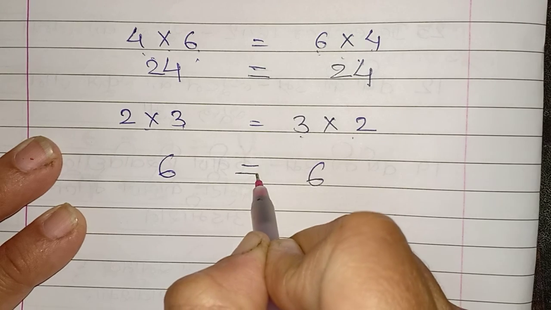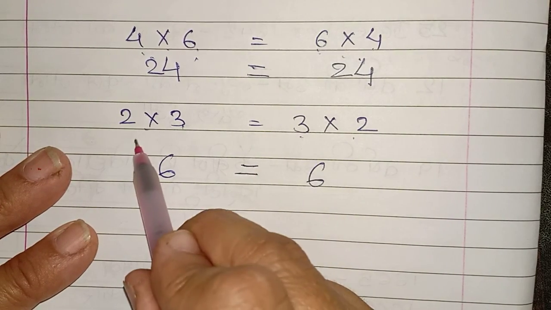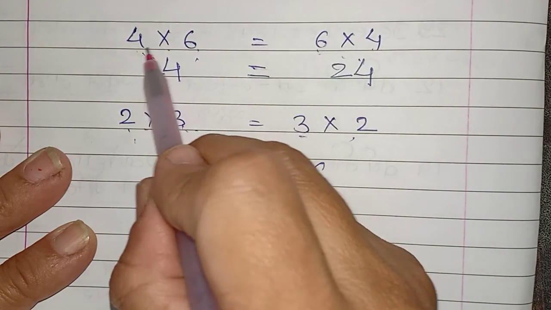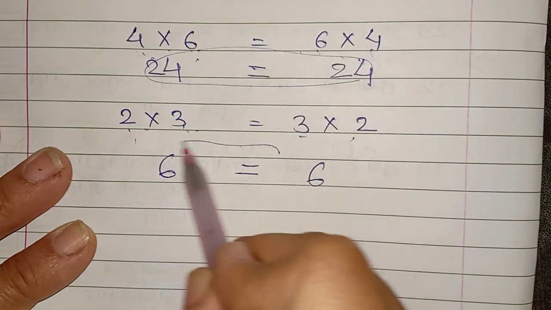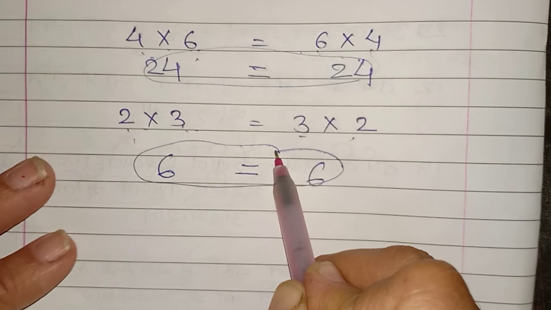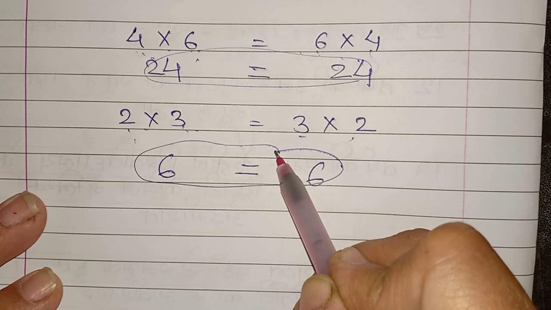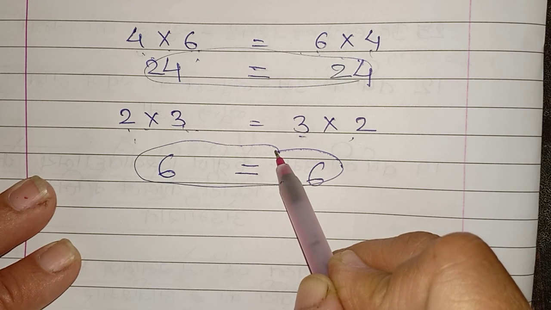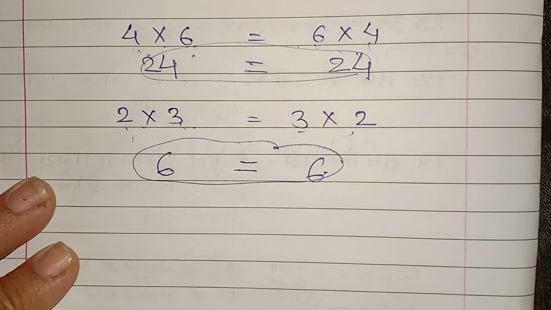So the answer is the same. So we can conclude that if we multiply whole numbers in any order, whether it is 4 into 6 or 6 into 4, the answer is always the same. So we can conclude that multiplication of two whole numbers in any order will not change the product. Therefore, multiplication is commutative for whole numbers.